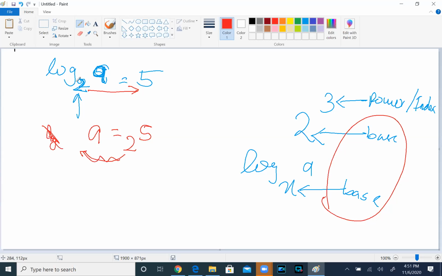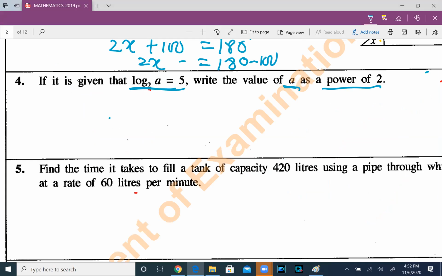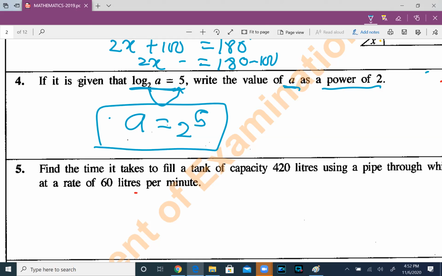If you need to convert to the power form, so log to power, then only this power will come and this log will disappear. So this is the answer for this one. Only this power will go here. So a is equal to 2 to the power 5. So this is what they ask: you have to write the value of a as a power of 2.